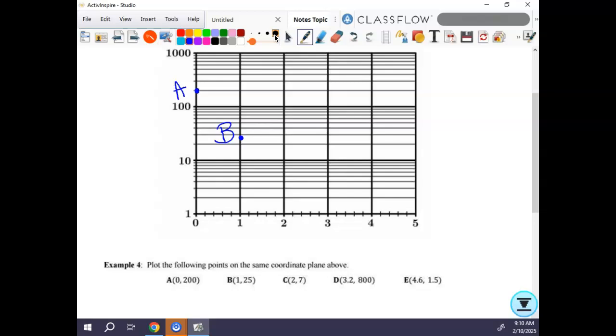Okay, so remember, if you're pretty darn close to what I have, it should be good. So actually, this one should be pretty exact, but 2, 7. So 2, and then this is 1, 2, 3, 4, 5, 6, 7. A little higher than what I have, but it's hard for me to aim with this. 3.2, 800. So 3.2 is at the little thing here, and then I got 100, 200, 300, 400, 500, 600, 700. Oops. 800 would be like right about there. And then 4.6, 1.5. So this is 1. That would be 2. So 1.5 should be maybe kind of right about there.